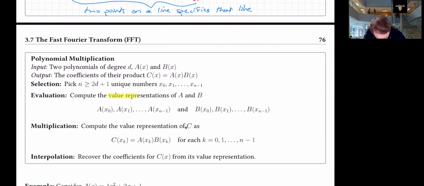So we get the value representations of A and B, where we have these unique numbers. From that, we compute the value representation of C by just saying C at the point xk is just equal to A at xk multiplied by B at xk, right? This is a number, and then B at xk is a number. And so this just gives us the value representation of C. And then we need a way to convert from the value representation of C back into the coefficients for C. So then we need something to recover the coefficients from its value representation.